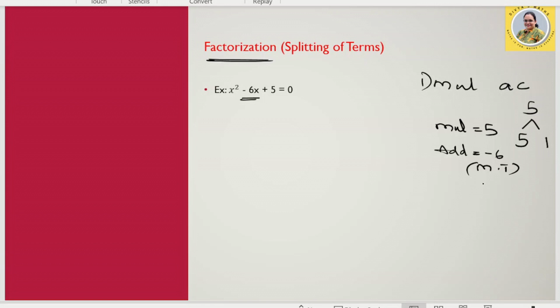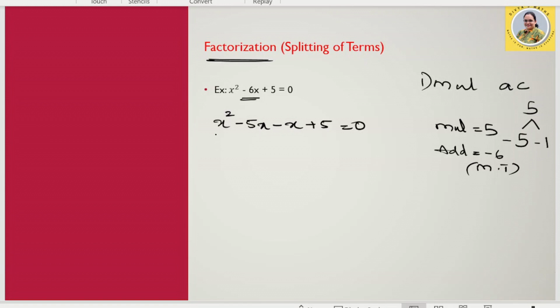So what will be the combinations? If you multiply, you need to get plus 5. So we can take minus 5 and minus 1. If you multiply them, minus into minus is plus, so you will get plus 5, and if you add them, you will get minus 6. Now let us split the middle term. x square minus 5x minus x plus 5 is equal to 0.